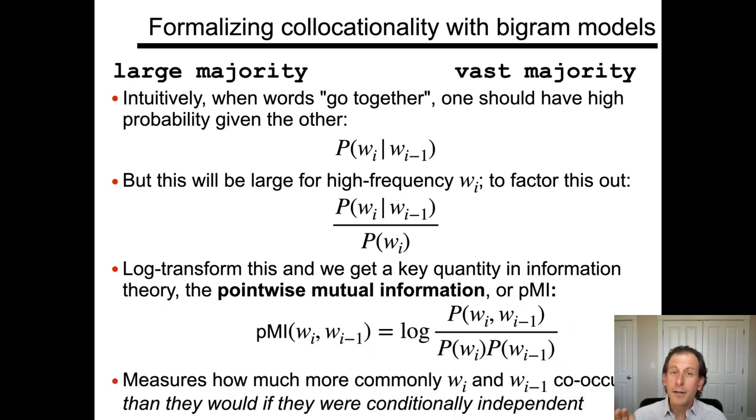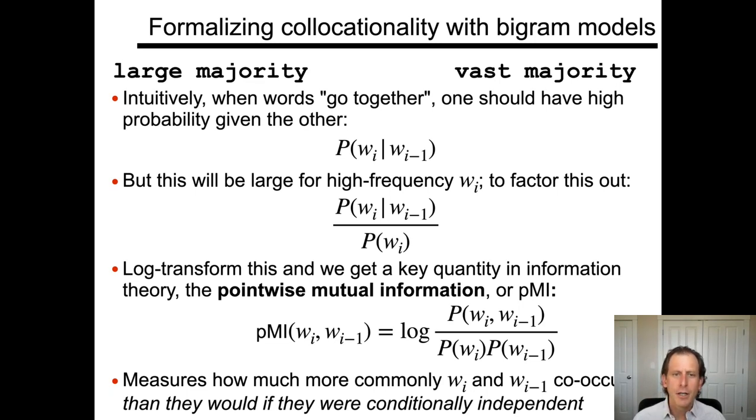So the hypothesis is that the pointwise mutual information, which formally is a measure of how much more commonly these two words occur than they would if they were independent, actually captures collocationality.